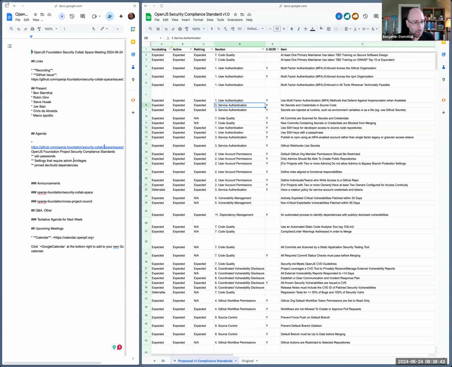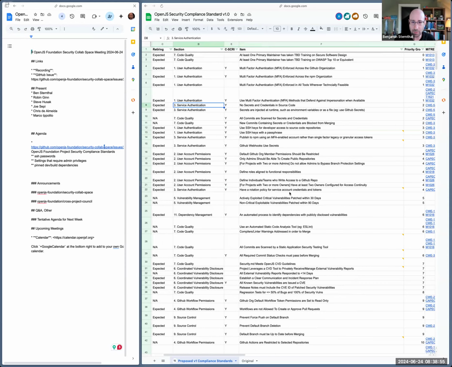Okay, so the topics that he wanted to discuss were SSH passwords, settings that require admin privileges, and pin dev build dependencies. So I think there's some comments already in here that we can discuss. So I'll just run through.